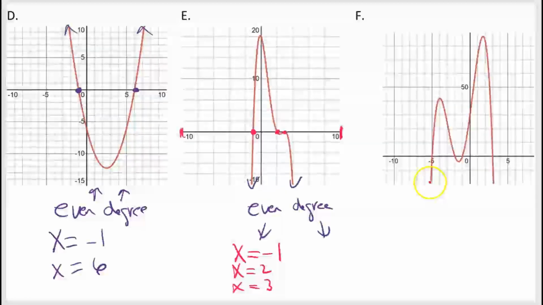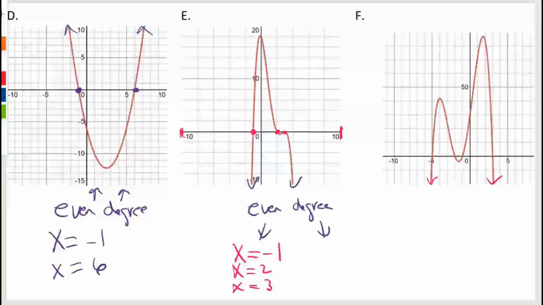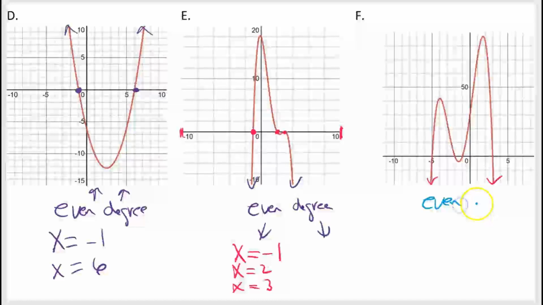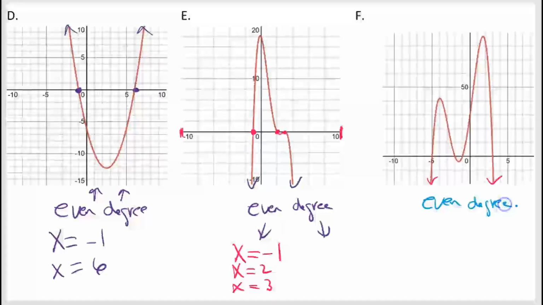And then the last graph we have down here at the end, let me change colors once again. Okay, so first of all, this is an even degree too, isn't it? All of these on this page are even. Why do I know that? Because the ends are pointing in the same direction. So these are both down, these are both down, these are both up. All of those are even degrees.